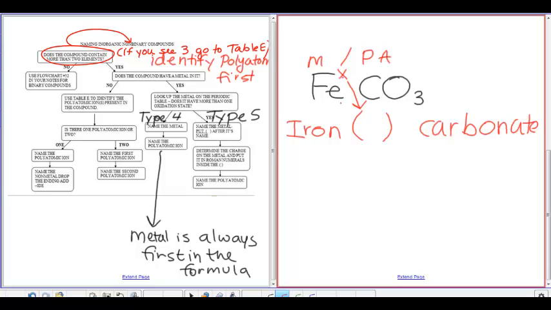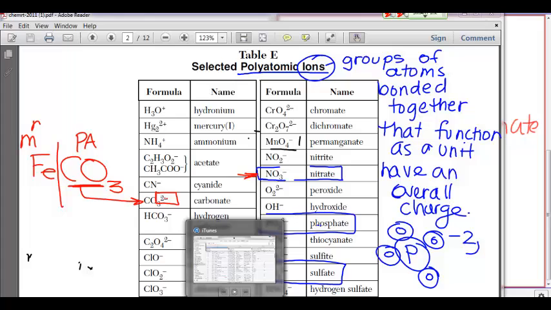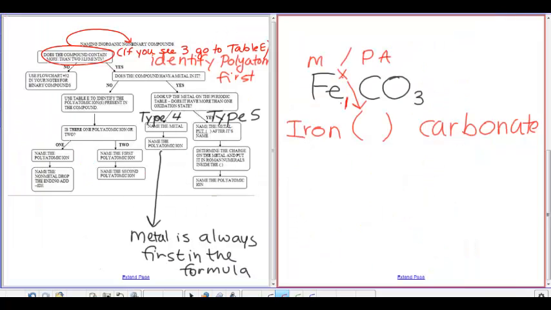So we give, just like when it was binary, we give iron the X. How many irons are there? If there's no subscript, it's a 1, okay? We look up the charge on the polyatomic, which is also given in table E. So we go here, and you see this 2-, that's the charge on carbonate when it's in compounds. So carbonate has a charge of -2.